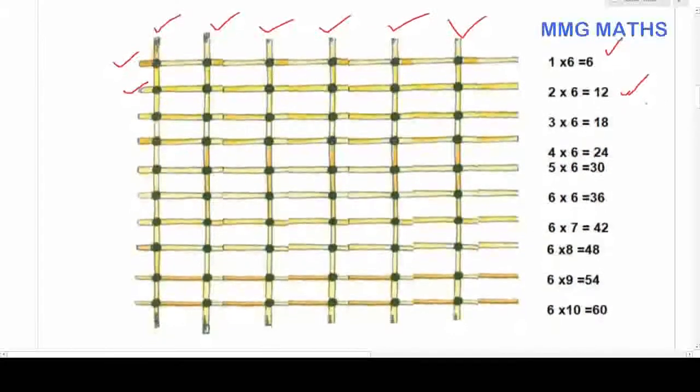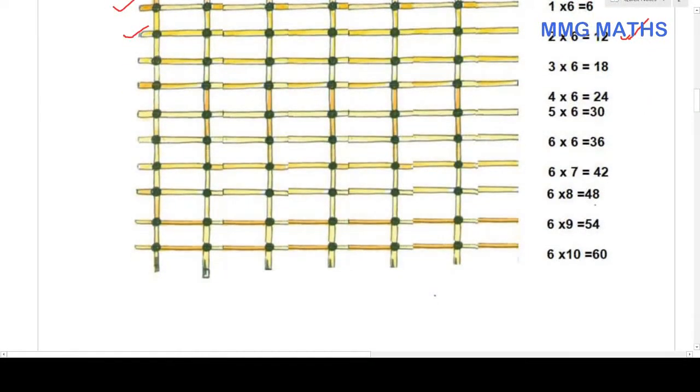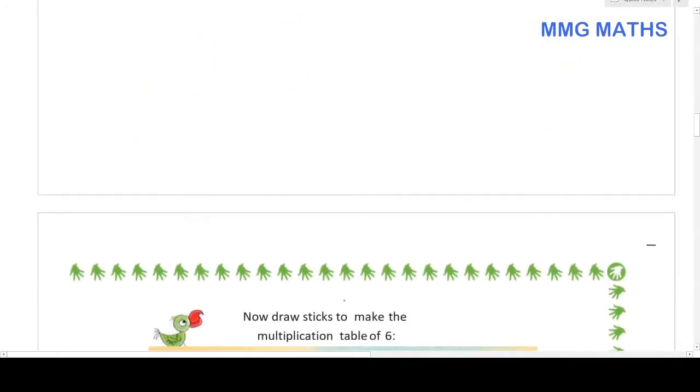Okay, now moving to the next page. So in this way you have to complete this activity. अगर आपके पास स्टिक नहीं है तो आप पेपर स्ट्रिप भी बना के ये एक्टिविटी कंप्लीट कर सकते हैं.